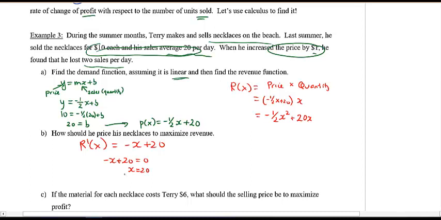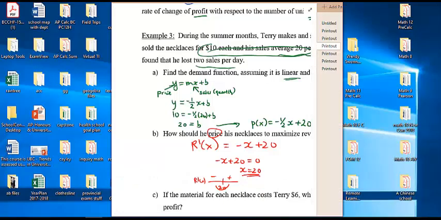Woohoo! Oh wait, that's not the price, right? By the way, I should also check that this is actually a minimum. I'll use the first derivative test this time. Let's see, the function is negative, then positive. Yeah, that's the minimum. Good. But I'm asking for price, so now go ahead.